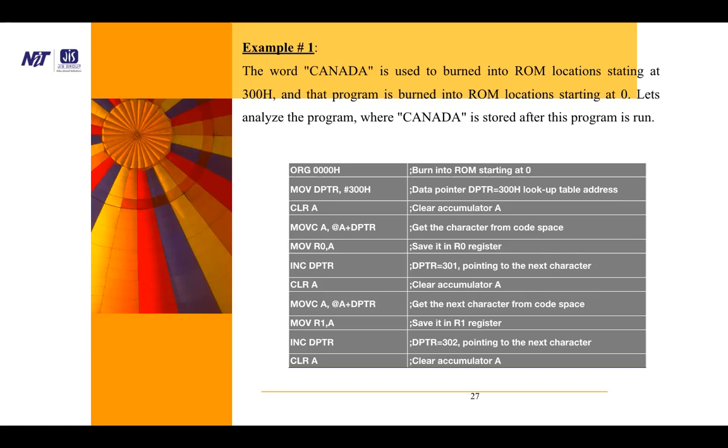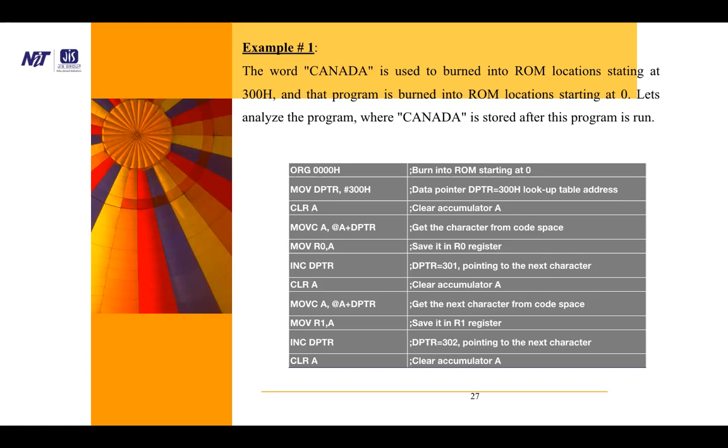MOVC A, @A+DPTR gets the character from code space. MOV R0, A saves it in register R0. INC DPTR increments DPTR by 1, so the location moves from 300 to 301, pointing to the next character.